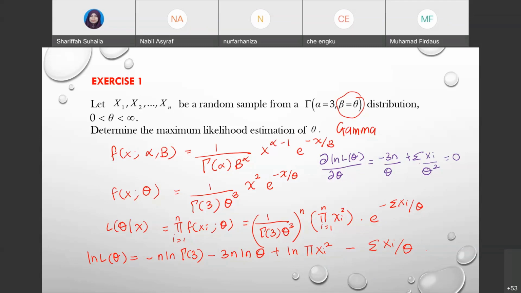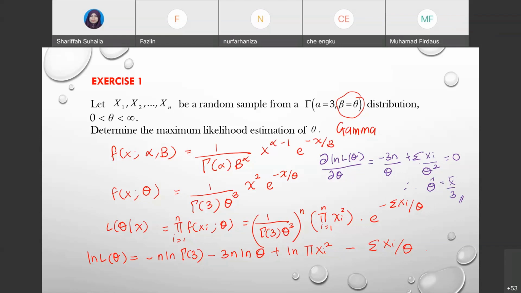Satu per 3 x bar ke? Betul? Okay. So, you will have your theta hat here. Okay. So, selesaikanlah. Denominator dia sama. So, you have theta. So, you have negative 3n theta plus sama macam summation xi. So, bawa sebelah kiri kanan semua tu. So, selesaikan. You just write here is your theta hat is just x bar divided by 3 ya. Okay, so that one. Nampak sebenarnya x bar over 3. So, that is your theta hat. Okay.